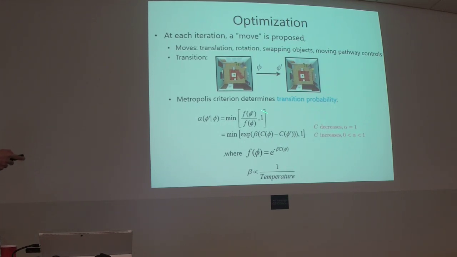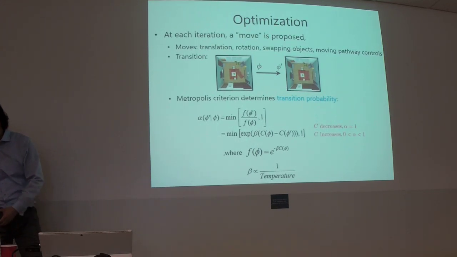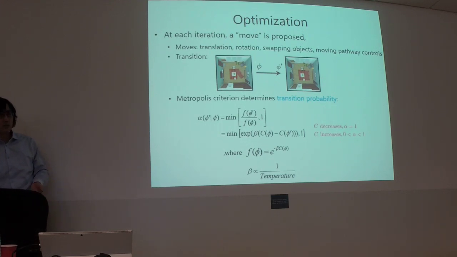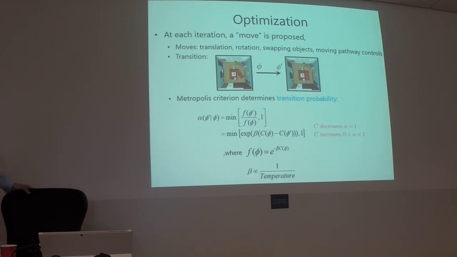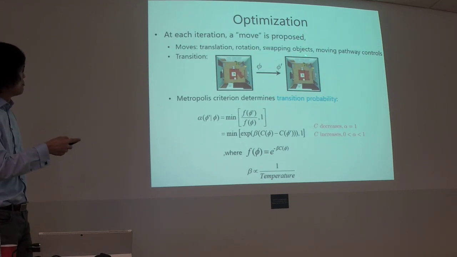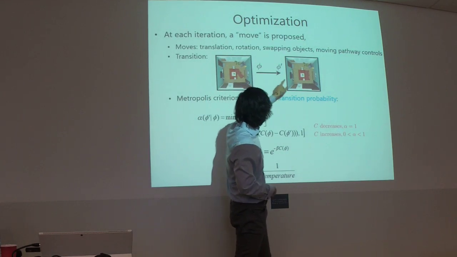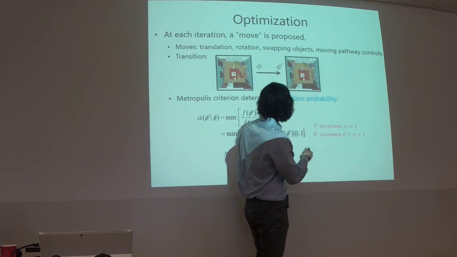So this is the optimization iteration. For each iteration, you have a move. The move is for modifying the solution. For example, I can pick an object and translate it, or I can pick this object and rotate it. I can swap two objects, so maybe I pick this and your chair and swap them to see whether it gets me to a better solution. I can also change the pathway control points when I reason about the pathway cost. So basically, I apply a move, I get a new solution. Like this one, I pick this couch and orient it this way, so I get a new solution.